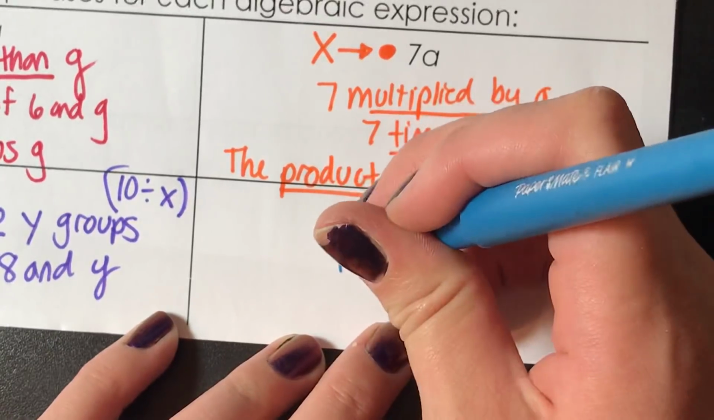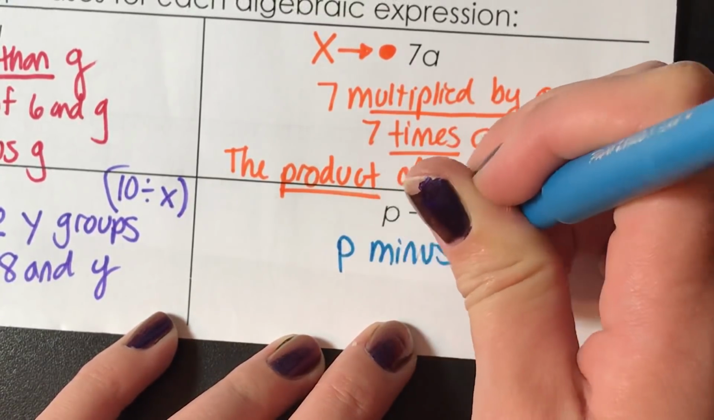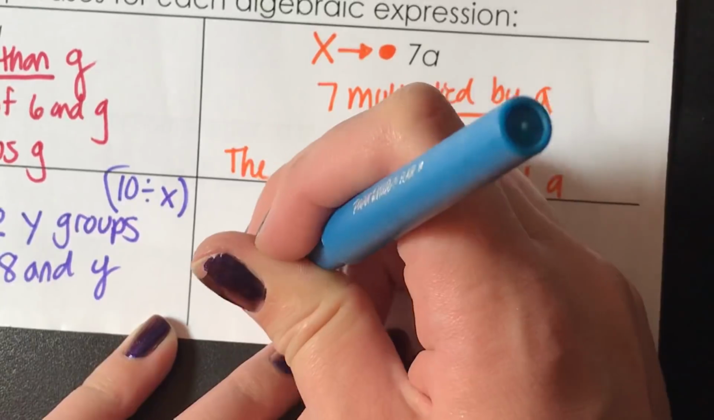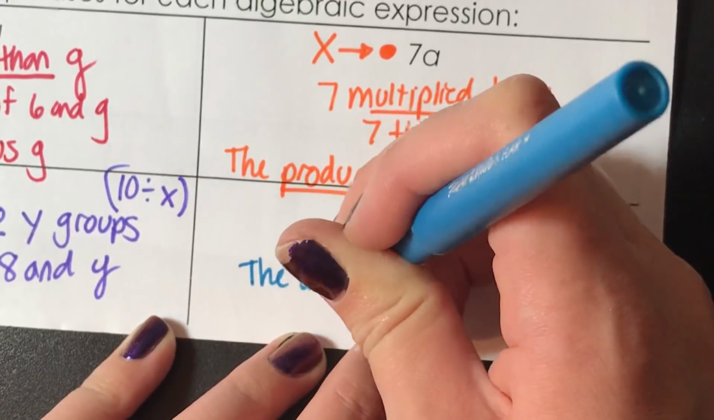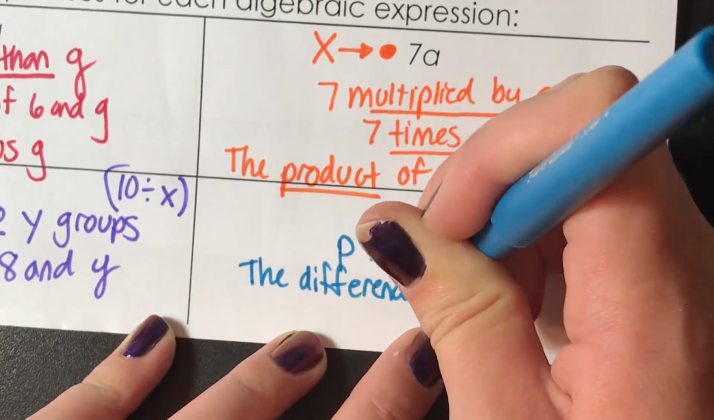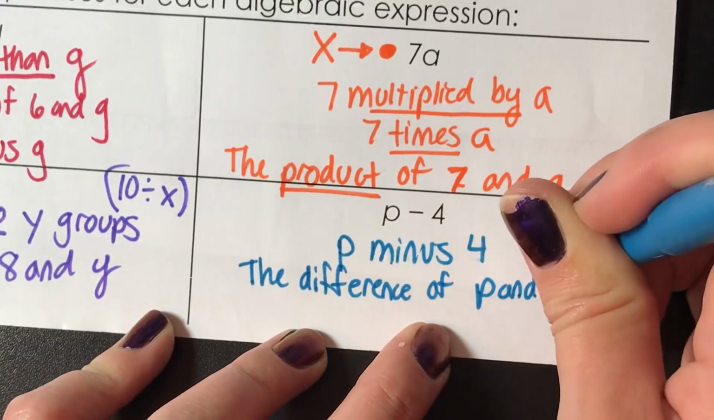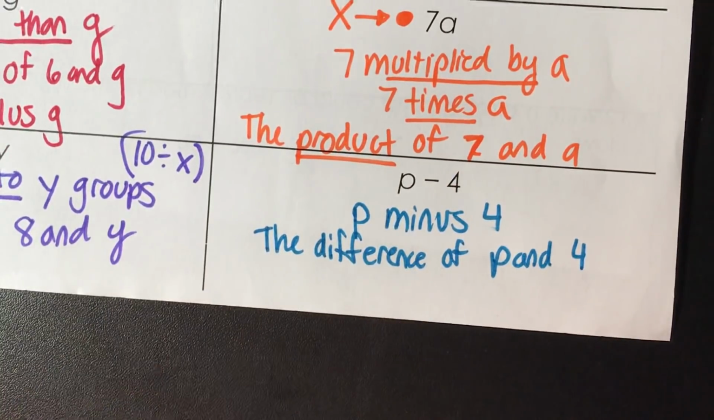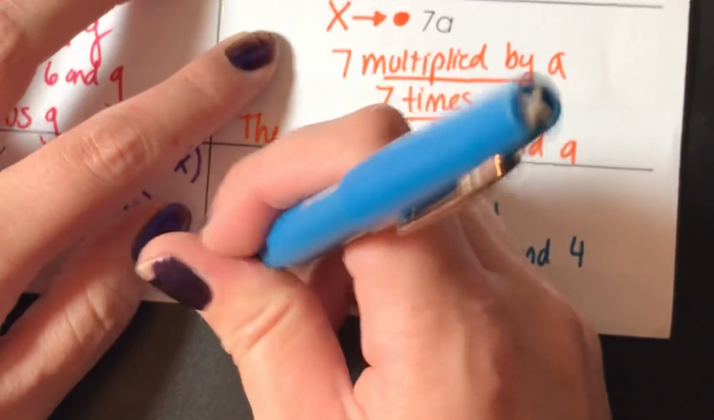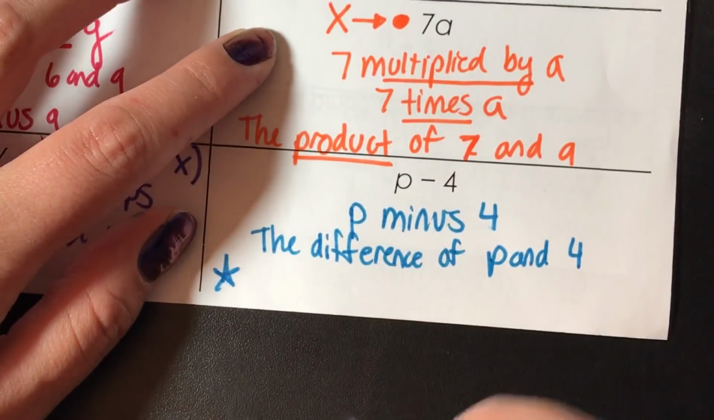You could say P minus 4, the difference of P and 4. And this next one, please keep in mind, this is something special. So I'm going to put a little star here. It's called a switch phrase.